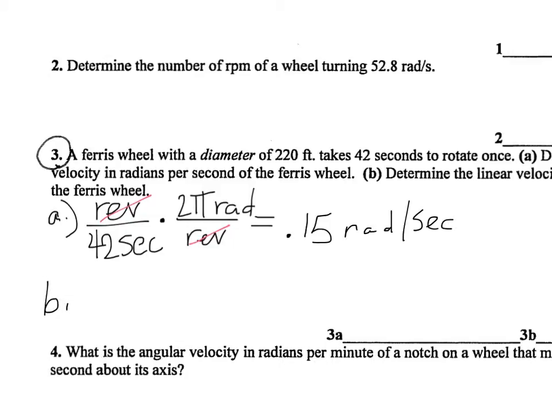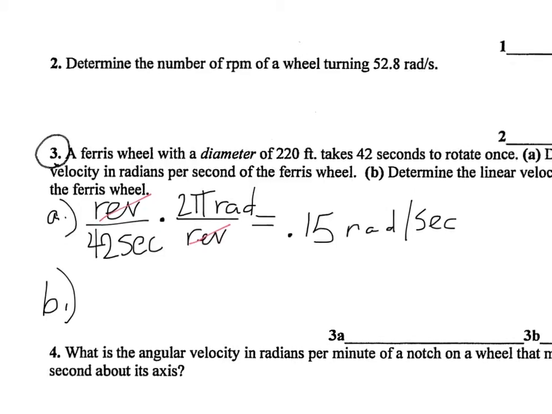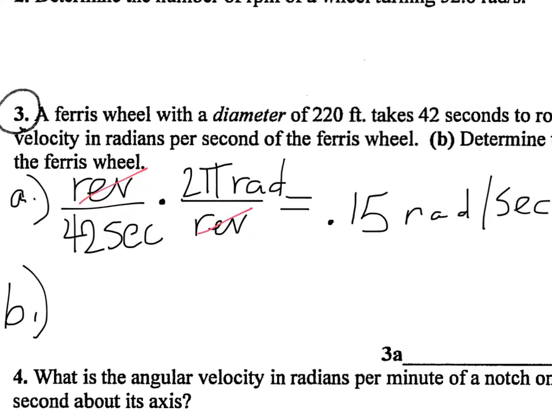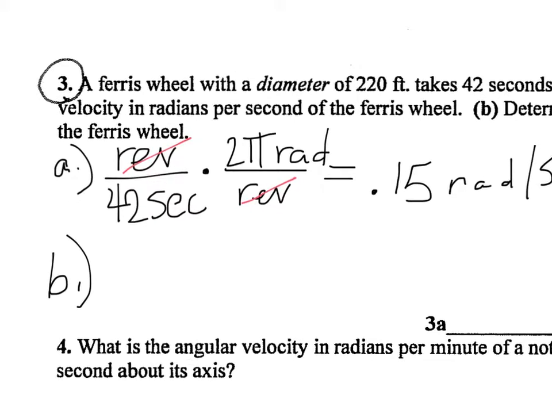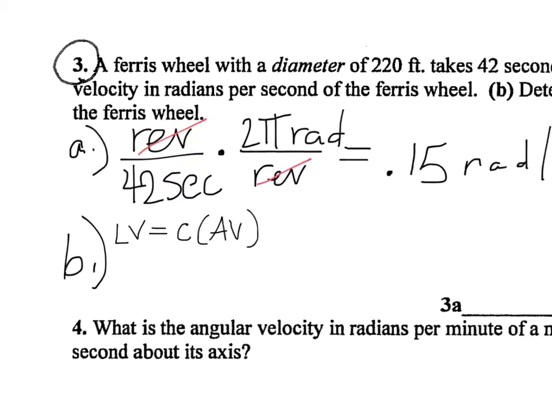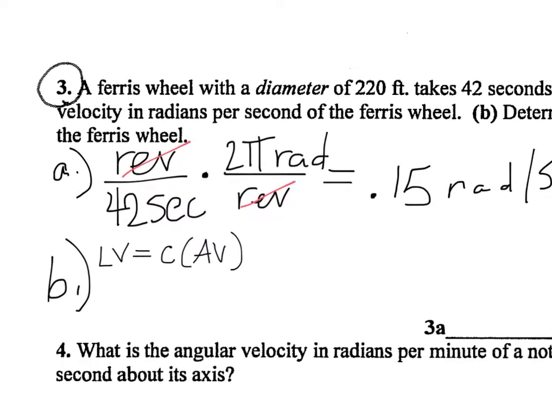Now for part B: determine the linear velocity. Linear velocity is equal to the circumference times the angular velocity. Remember the angular velocity we have here: one revolution in 42 seconds. And we have a circumference, but it's the diameter that's 220 feet.